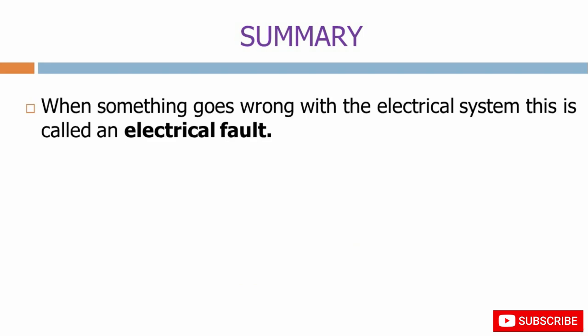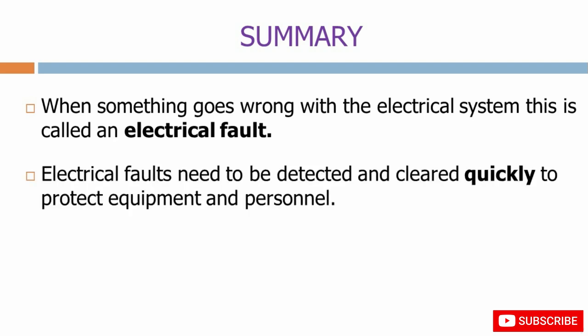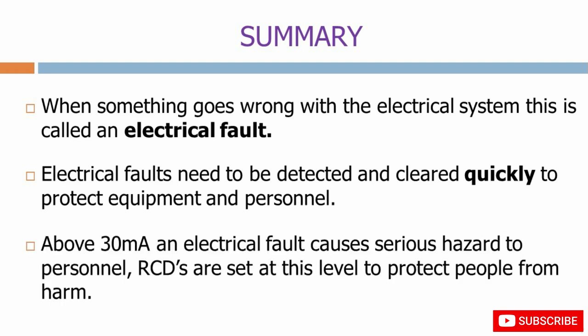Let's summarise what we've learned today. If something goes wrong with the electrical system, this is called an electrical fault. Electrical faults need to be detected and cleared quickly to protect equipment and personnel. Above 30 milliamps, an electrical fault causes serious hazard to personnel. RCDs are set at this level to protect people from harm.